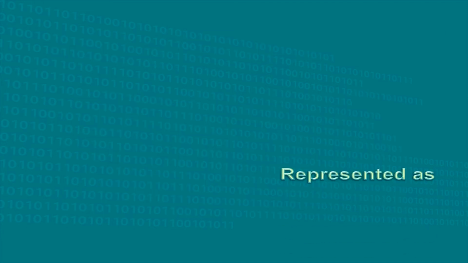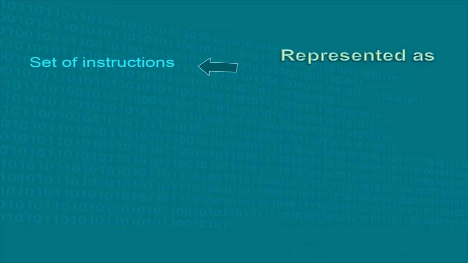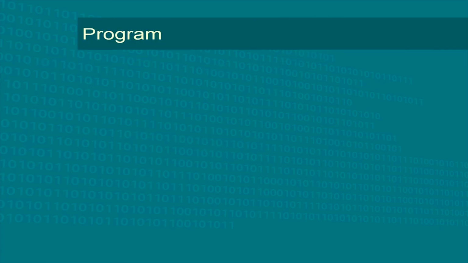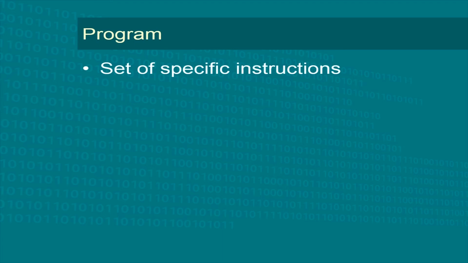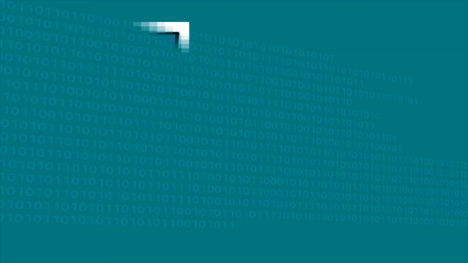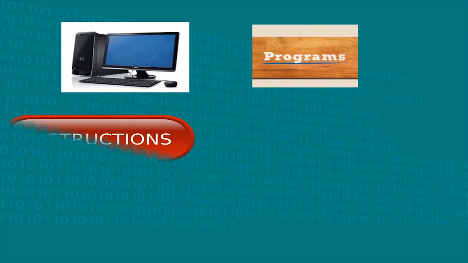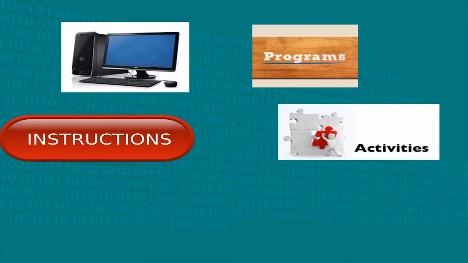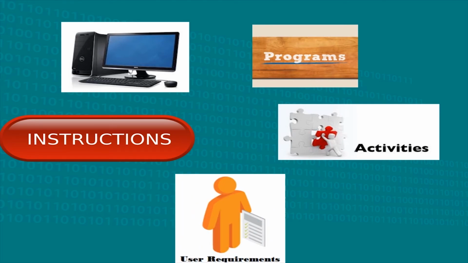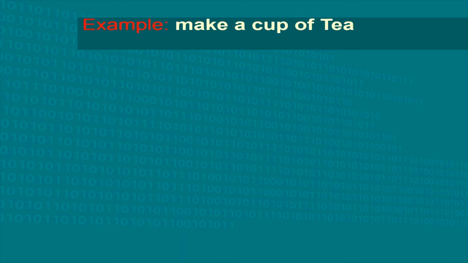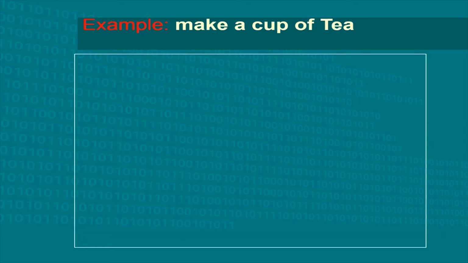Algorithms can also be represented as a set of instructions called programs. A program, by definition, is a set of specific instructions that perform tasks when executed by a computer. A computer requires programs to function since they contain instructions which specify activities to be performed according to the user's requirements. So, as you can see, the codes are displayed and they combine together to form a program.